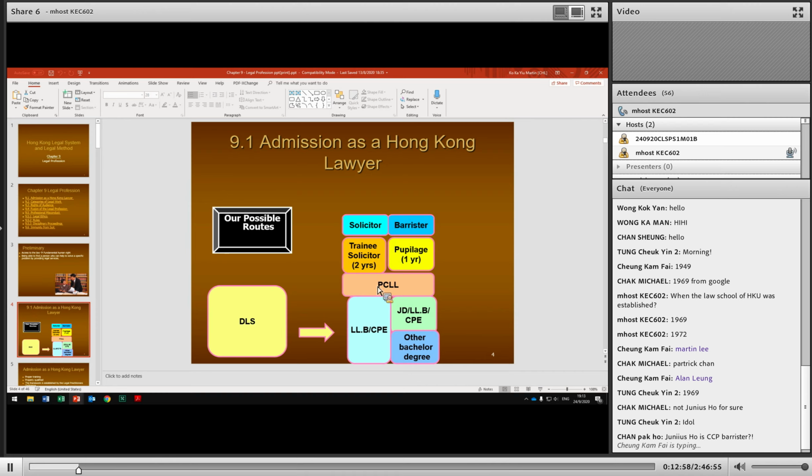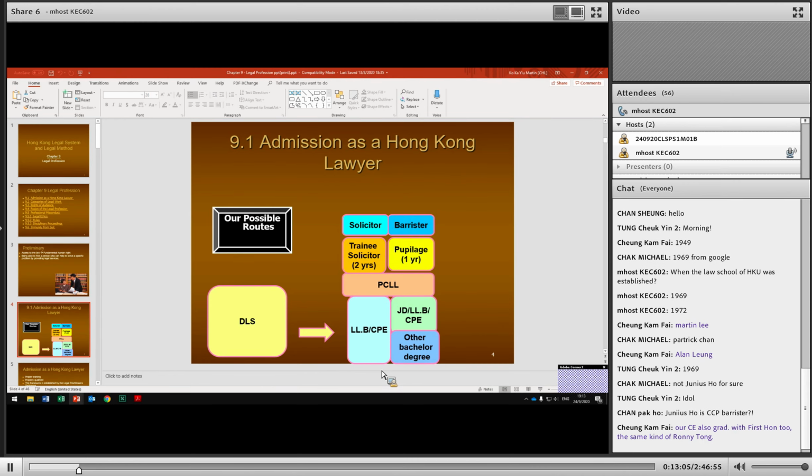Instead of a professional examination as in England, because England has so many law schools, I think around 100 law schools, this is the reason why they have to use a public professional examination, just like accountants. They have to sit for their professional examination. So after a student has finished the PCLL, he could choose either to be a trainee solicitor or a pupil. So he could choose to be either a solicitor or a barrister.